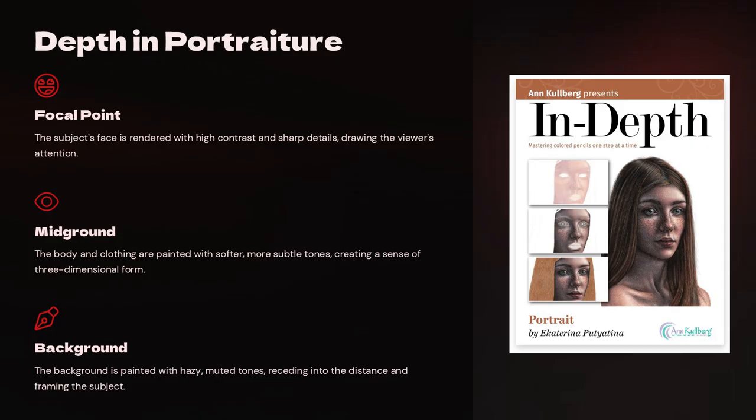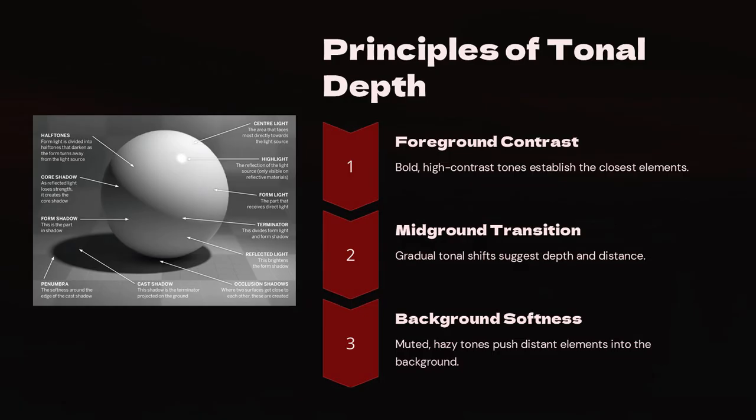Depth in portraiture. Focal point. The subject's face is rendered with high contrast and sharp details, drawing the viewer's attention. Midground. The body and clothing are painted with softer, more subtle tones, creating a sense of three-dimensional form. Background. The background is painted with hazy, muted tones, receding into the distance and framing the subject.